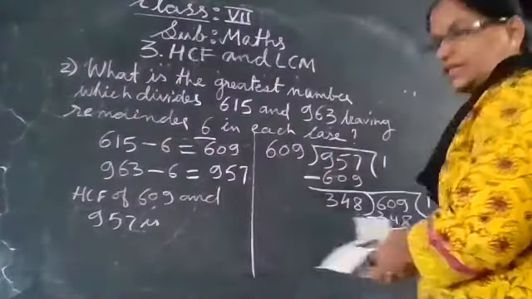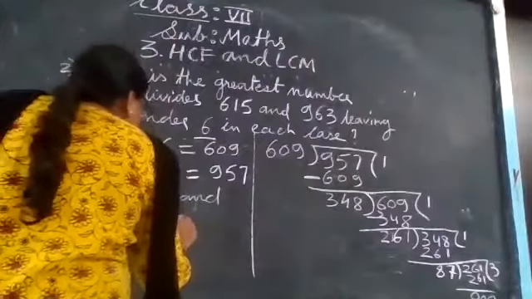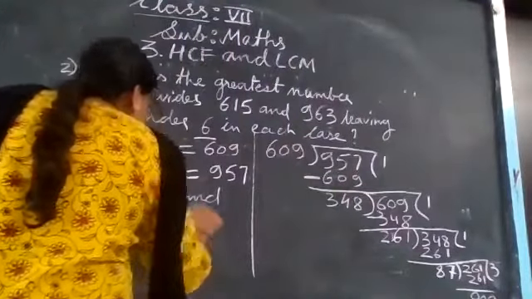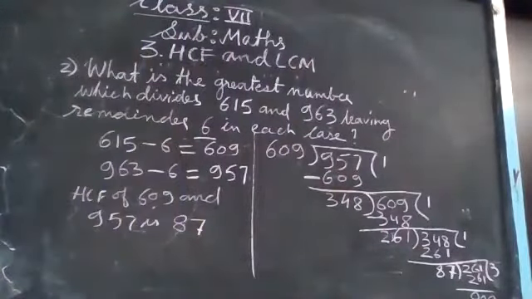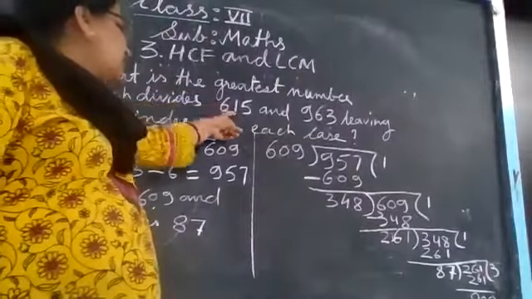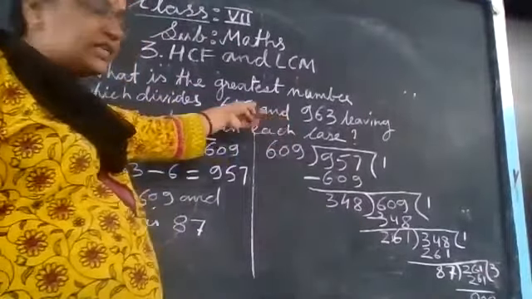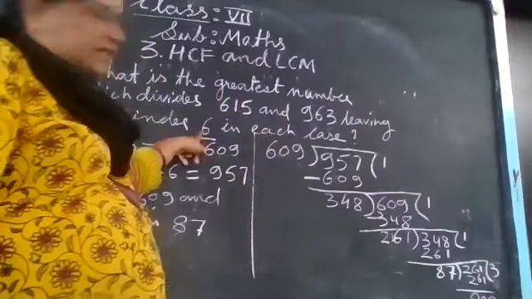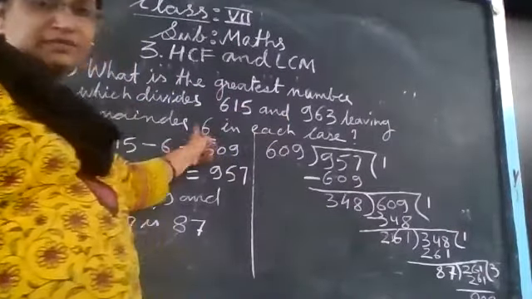So what is our HCF? This 87. So HCF of 609 and 957 is 87. Got it, beta? So 87 is the greatest divisor. If you divide this 615 and 963, you will get the remainder 6 every time. You can try it. Okay.